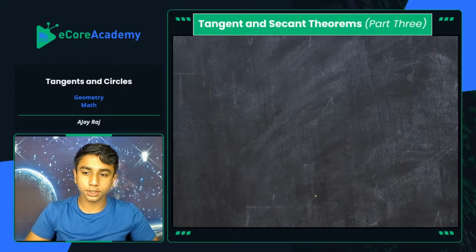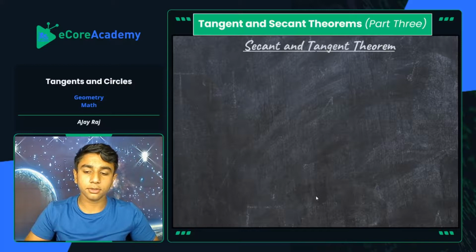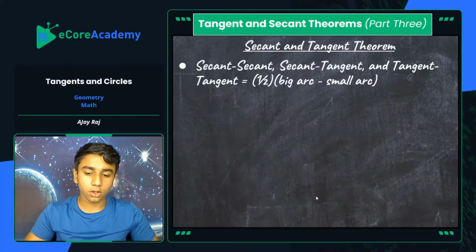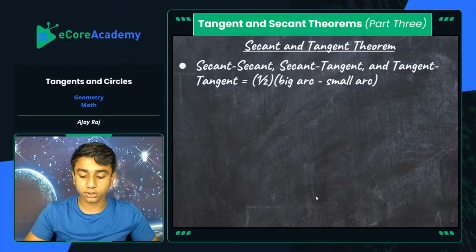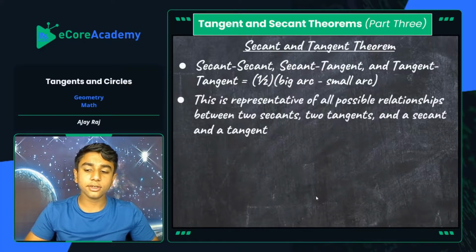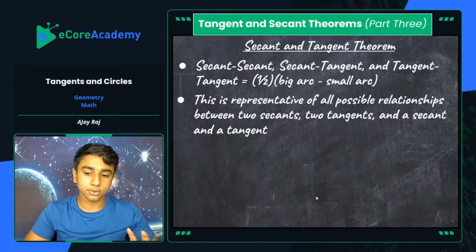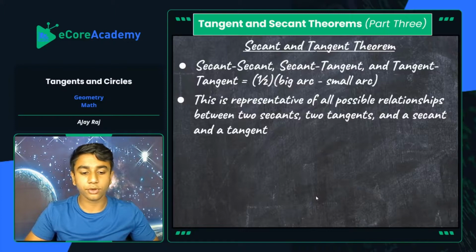All right, now let's move on. Let's look at tangent and secant theorems, part 3. Let's look at this secant and tangent theorem. The secant, tangent, and tangent theorems all revolve around the same relationship of an equation, stating that 1/2 times your intercepted big arc minus your intercepted small arc. This is representative of all the possible relationships between two secants, two tangents, and a secant and a tangent. So you can always restructure this formula to represent relationships between all of these values, but mainly between secants and tangents. Tangents and tangents are always going to be consistent with each other, and secants are always going to be of the same properties since they are lines.